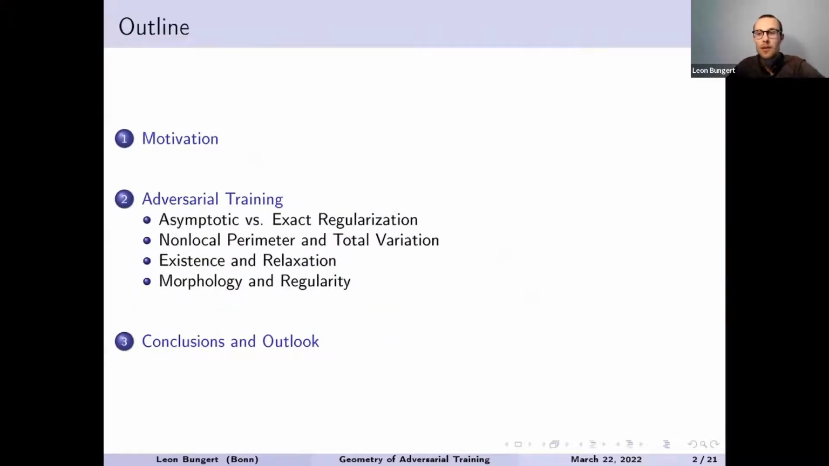So first, this is the outline of today's presentation. I will begin with a motivation, what adversarial training is. Probably I will keep that a little bit shorter because it was already introduced by Tim. And then I will speak about the geometric analysis that we did. First, I would like to highlight some differences between asymptotic and exact regularization. And then I will explain the non-local geometric quantities that are connected with adversarial training. Then I will present some existence and regularity results on the problem. And in the end, I will conclude the talk and give an outlook on what's next in this field.